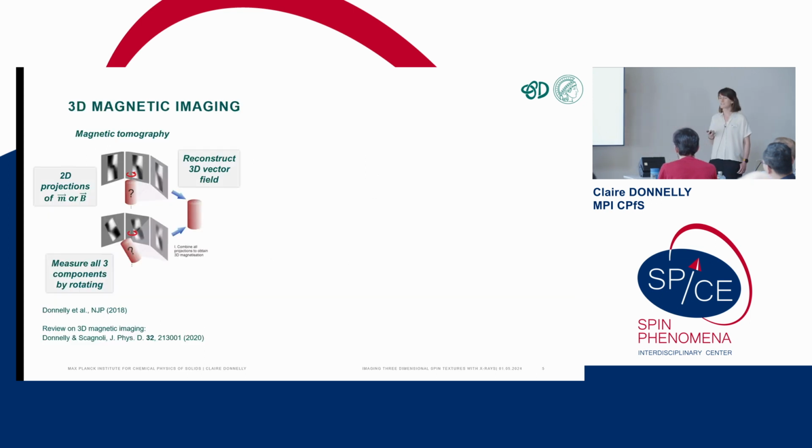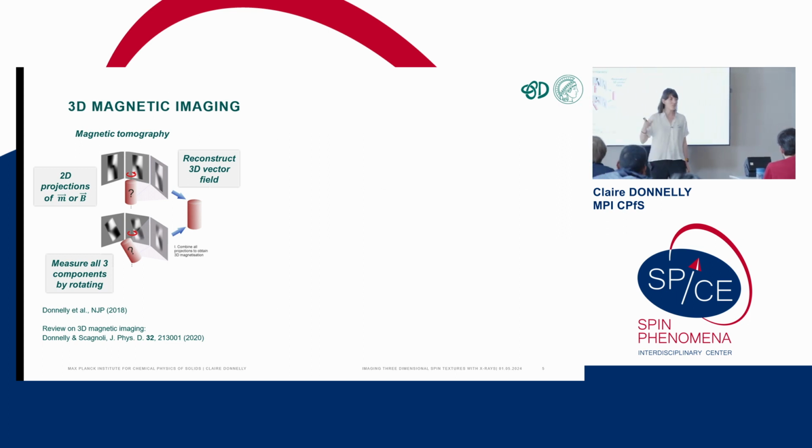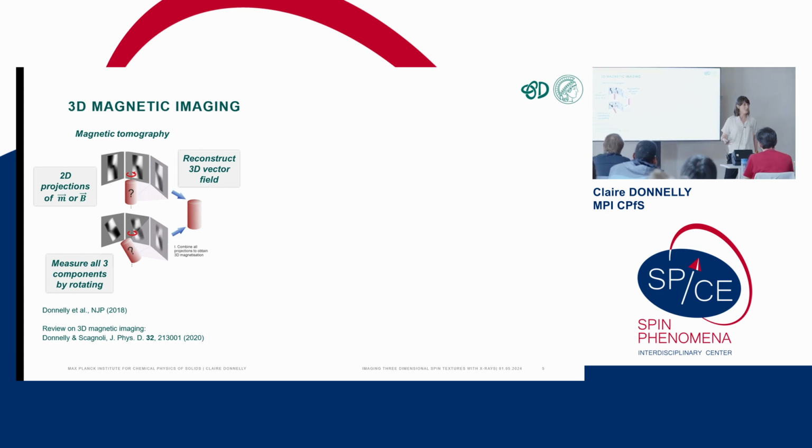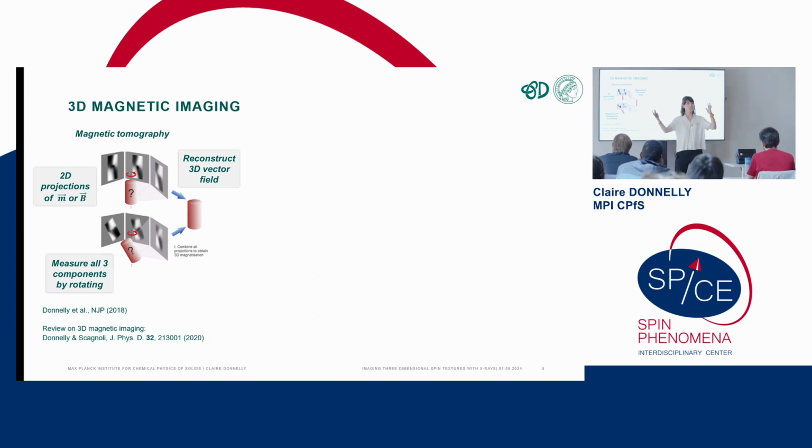Now, when we think about this, what we turn to basically is tomography or 3D imaging. And there are 3 key ingredients of tomography, I would say. First of all, the basic ingredient is measuring 2D projections of M or B. So for the X-rays, we're measuring M, the magnetization. We then need to measure all 3 components of M by making sure that we measure these projections for many different orientations. And then we develop reconstruction algorithms in order to recover these 3-dimensional vector fields.